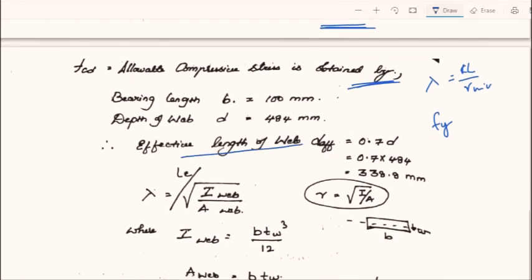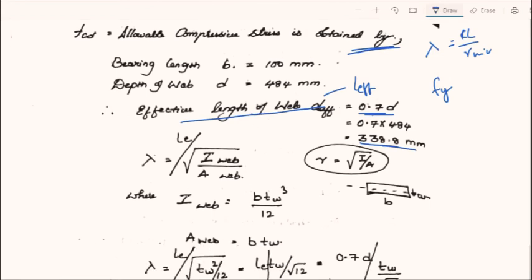So effective length of the web, L effective, is equals to 0.7 D. So it is 338.8 mm. And you know that R minimum, R also you can calculate, that is root over I by A. And remember here I is not the moment of inertia of the entire section. I is the moment of inertia of the small section under the bearing plate.